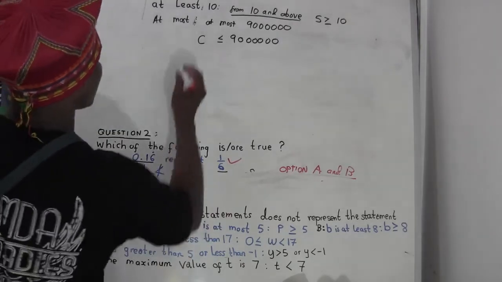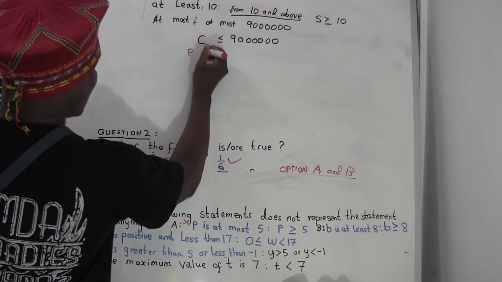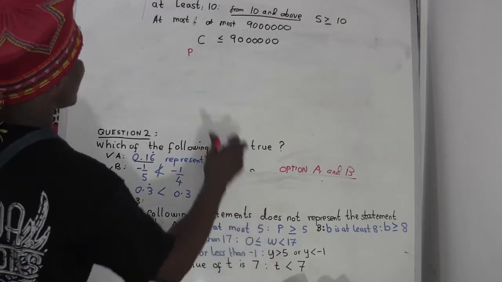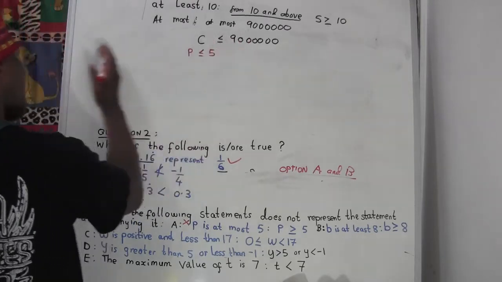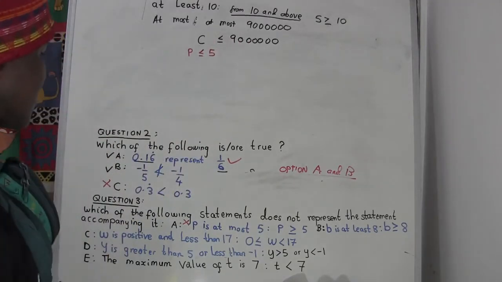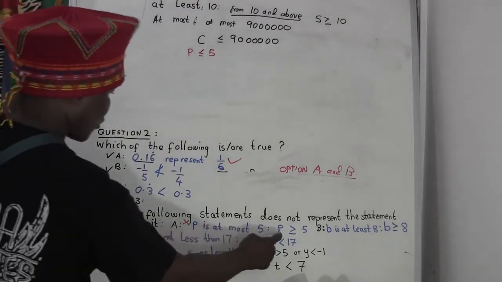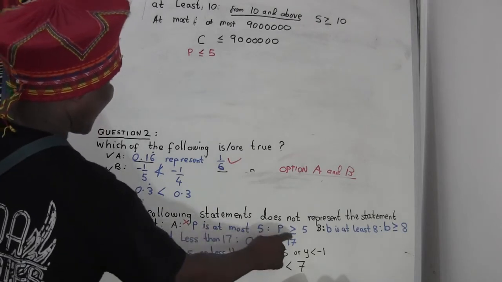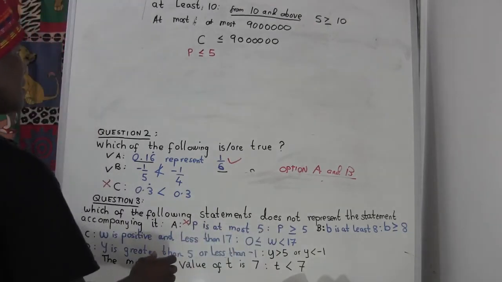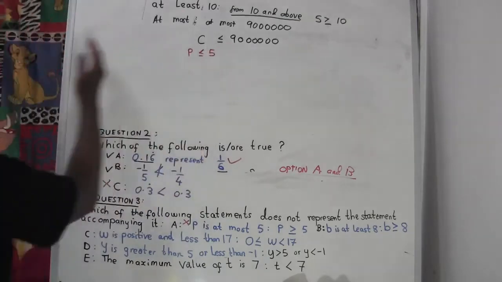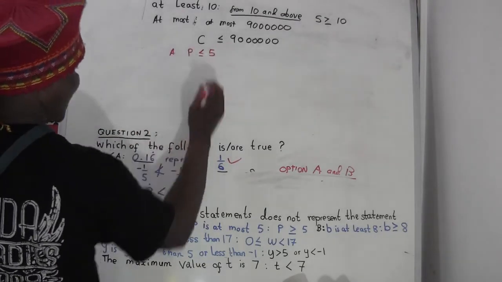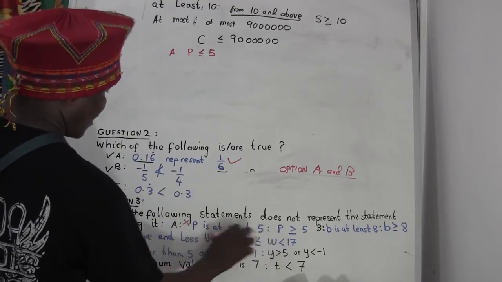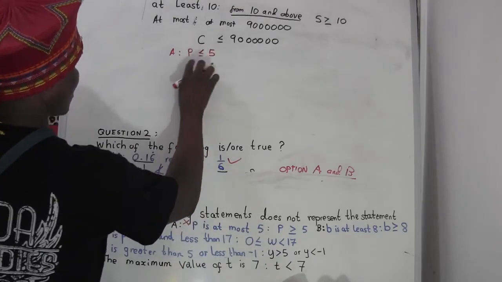So the first one: P is at most 5. Means it must be like this. Means 5 and below. It's not true, though, because P is at most 5 means either 5 or less than 5. It's kind of confusing, though, man. So here they wrote it the other way around, so it's not true. That's how it should be written.